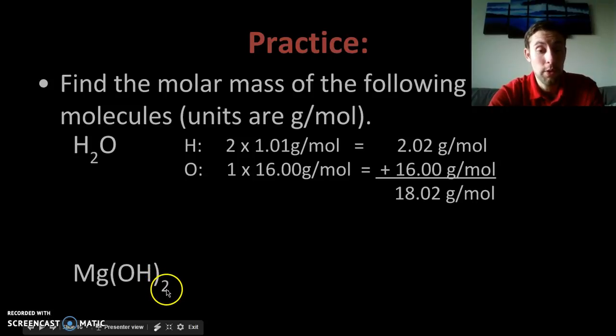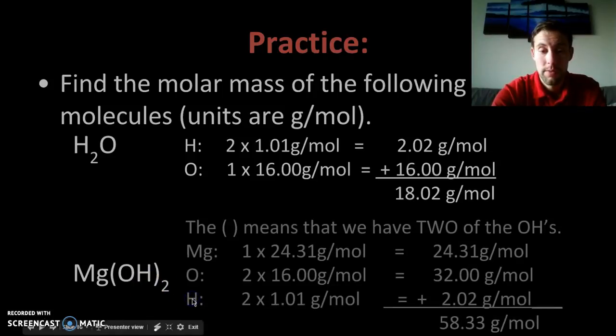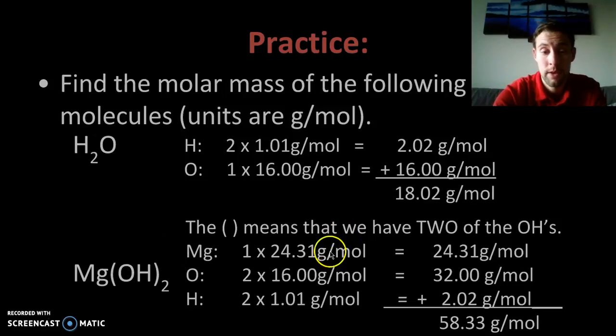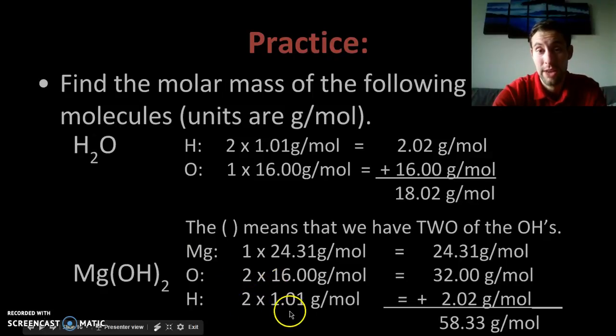It's like math. You have to distribute this 2 into the parentheses. So this 2 gets multiplied into the H and into the O. So there's 1 Mg, 2 O's, and 2 H's. Now, we'll get to this later. Technically, it's not MgO2H2, but for now, you should know how many there are. As long as you can figure out that that 2 multiplies into the parentheses, but not to the magnesium, you'll be okay. Then we add up the mass of 1 magnesium, 2 oxygen, and 2 hydrogen atoms, and they add up together to make 58.33 grams per mole.